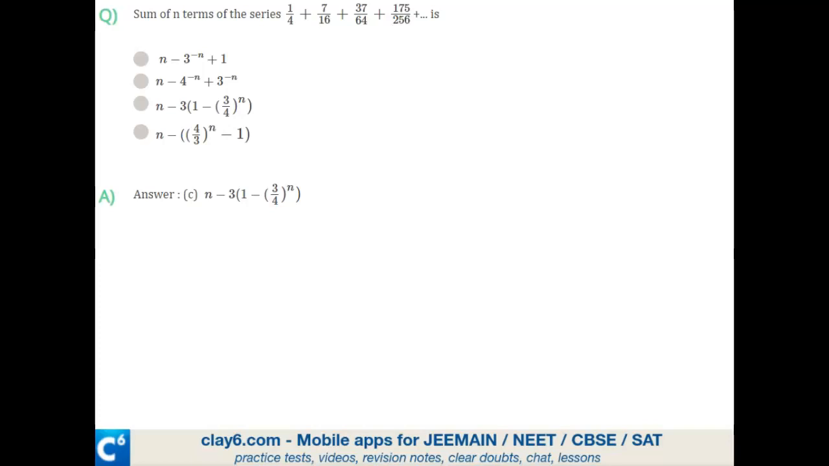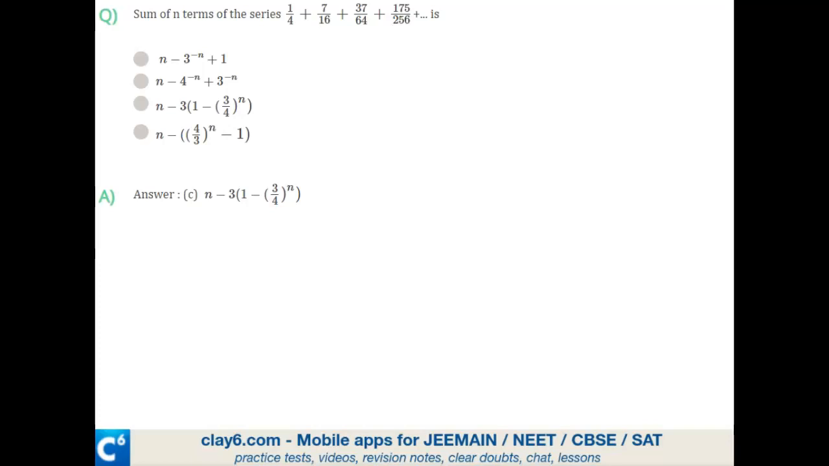In such problems, it's obvious that this does not look like an arithmetic progression, because if you subtract 7 by 16 minus 1 by 4 and 37 by 64 minus 7 by 16, you will not get the same number. You can check it quickly by making 1 by 4 as 4 by 16, so you'll get 3 by 16. If you make 7 by 16 as 28 by 64, you'll get 9 by 64. So those are different. So there is a trick in such problems.